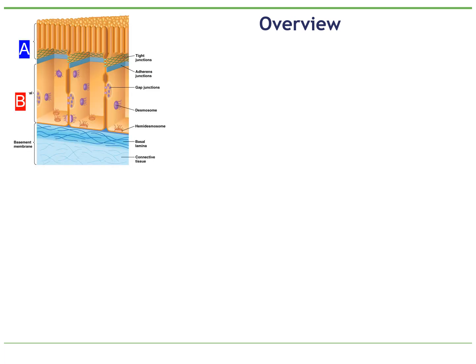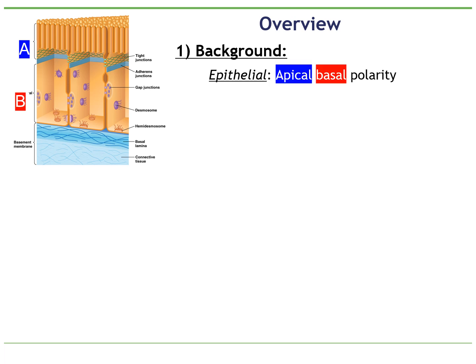Today I'm going to talk about three key topics. I'm going to remind you what an epithelial is and talk about apical and basal polarity. You remember apical will be here, the A, and basal will be in the bottom here.